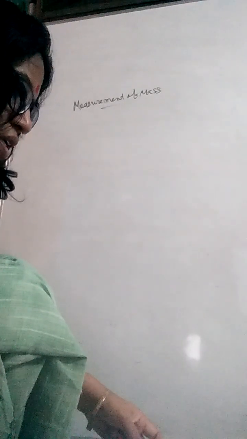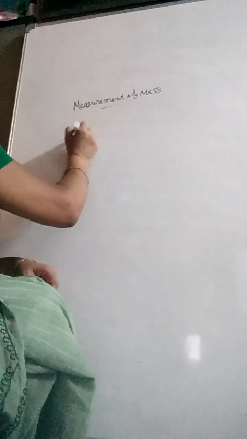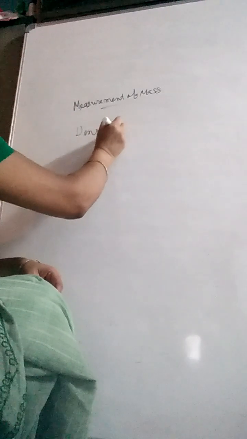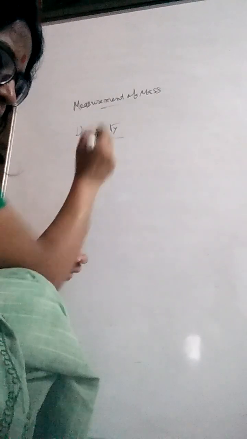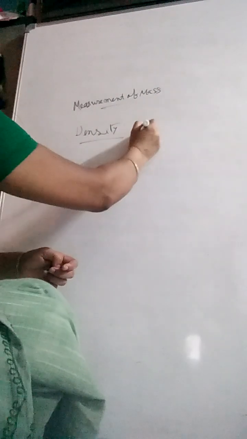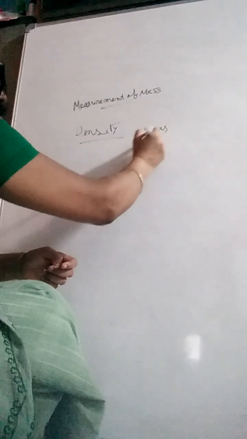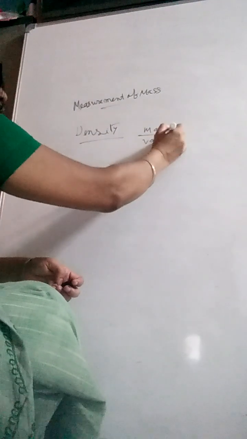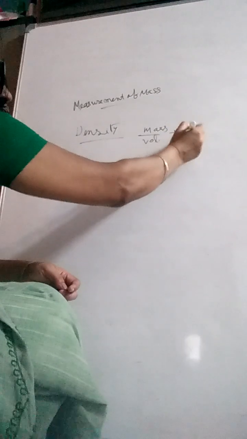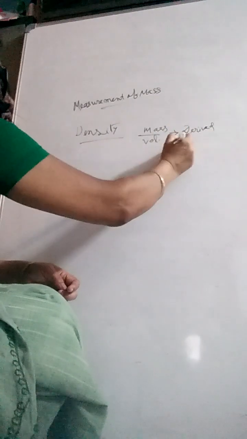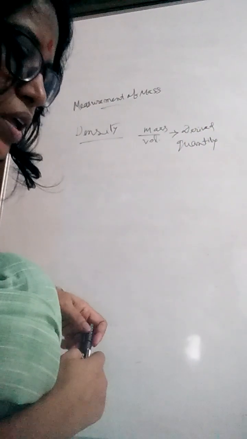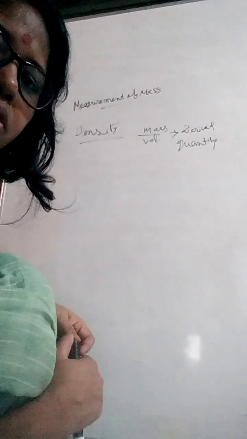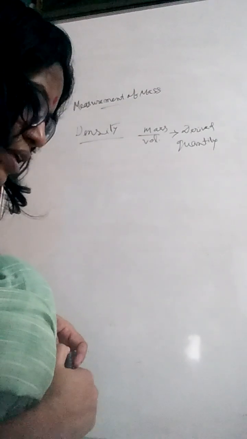Now, what is density? The density of a substance is defined as mass per unit volume. Mass by volume. It is a what quantity? Derived quantity. D-R-I-V-E-D. Derived quantity. So the unit of density is also a derived unit. Okay, understand this?